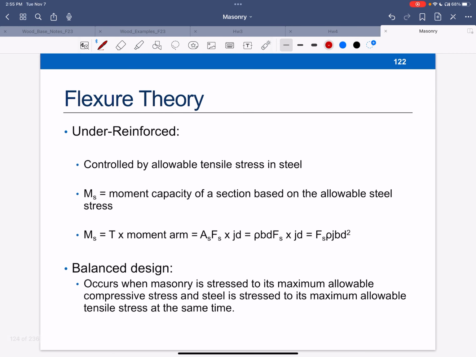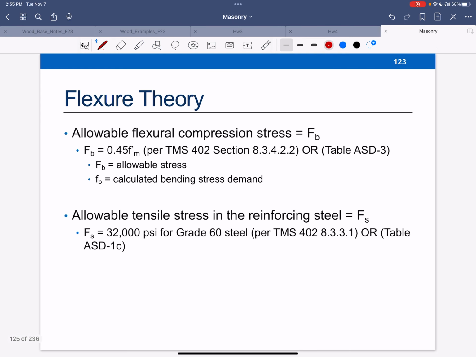Under reinforced is when the steel controls. Same deal, As Fs times jd. And this is the formula that controls for steel moment. Balanced is if they happen to be exactly the same. And if you round to the nearest kip-inch or something, you can get a balanced situation.